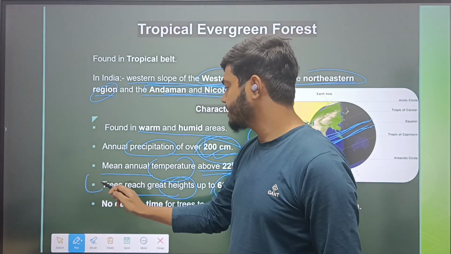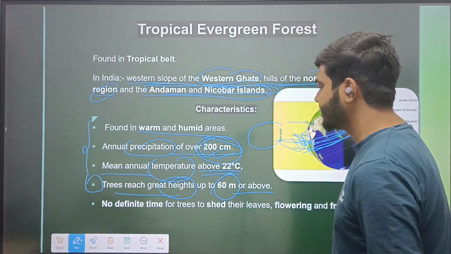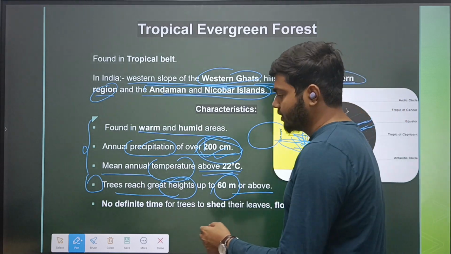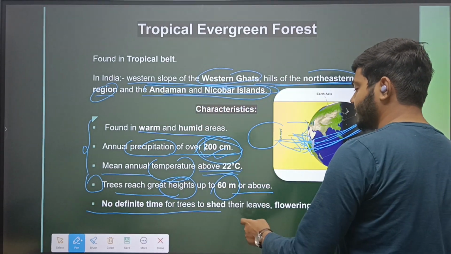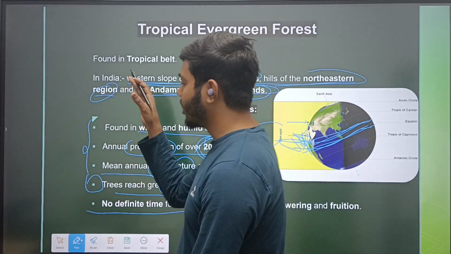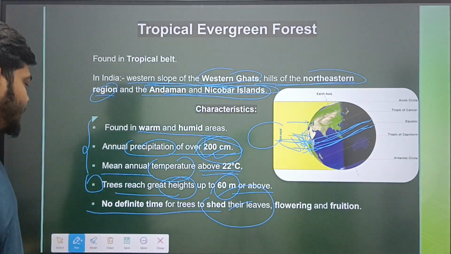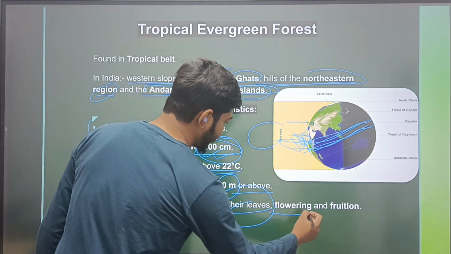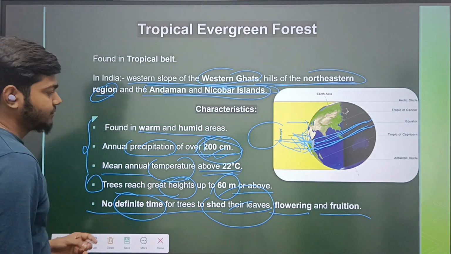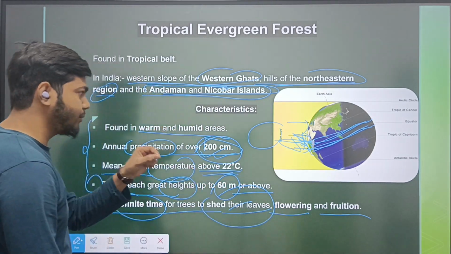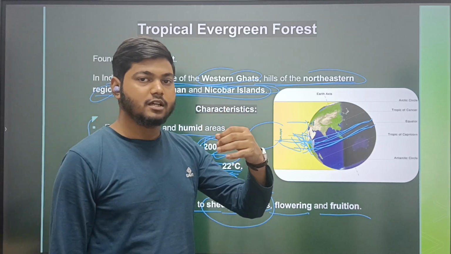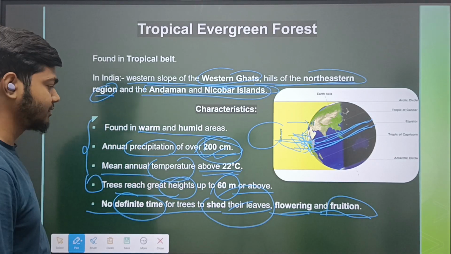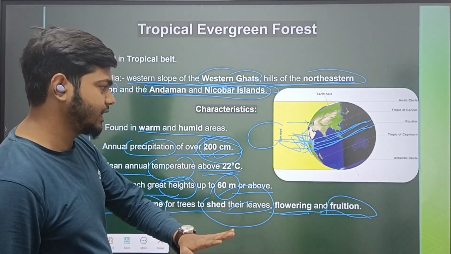We just need to remember this point, because these three points are very easy to understand through the concept. Now, there is no definite time for the trees to shed their leaves. For the tropical evergreen forest, there is no definite time to shed leaves, flower, or fruit. So there is no particular time at which the evergreen forest will shed its leaves, or flower, or be busy in fruition.